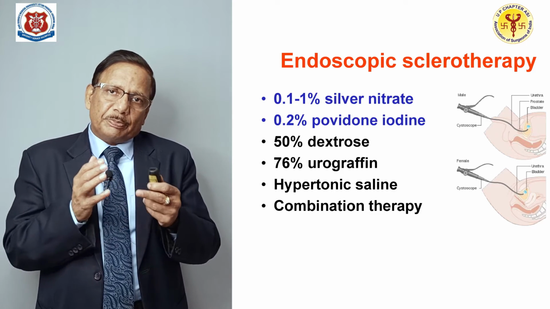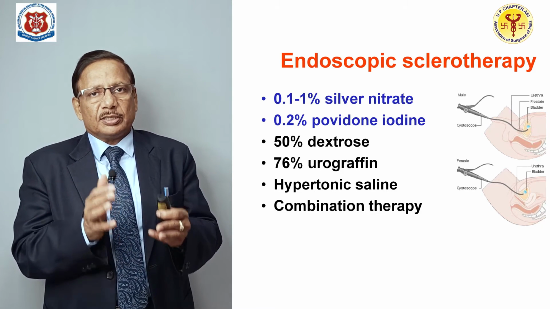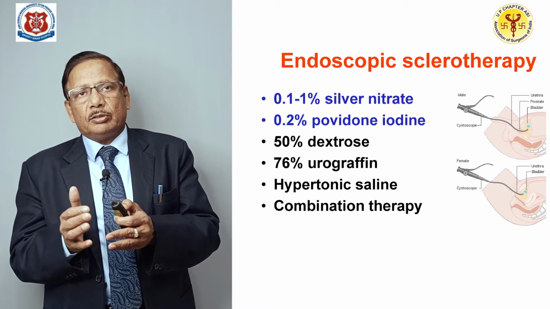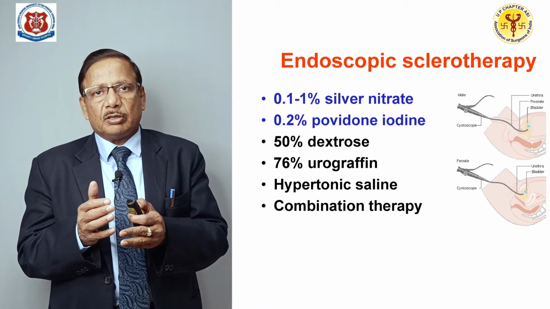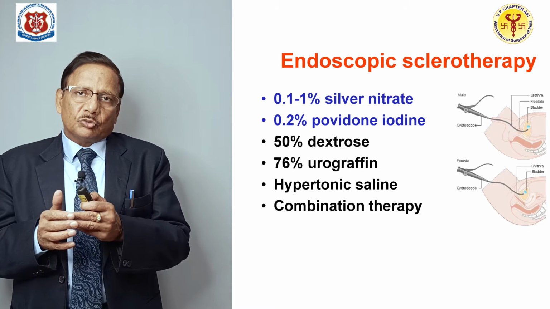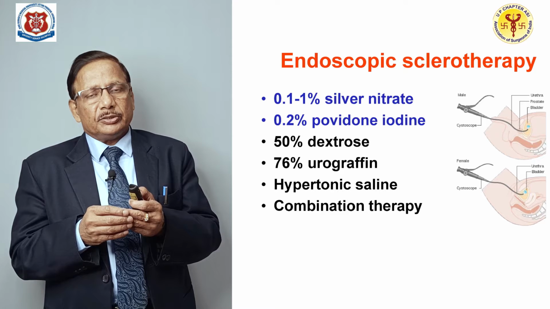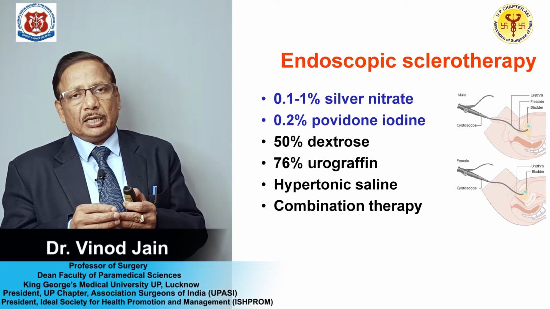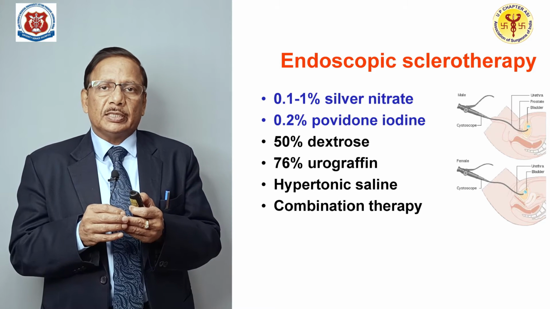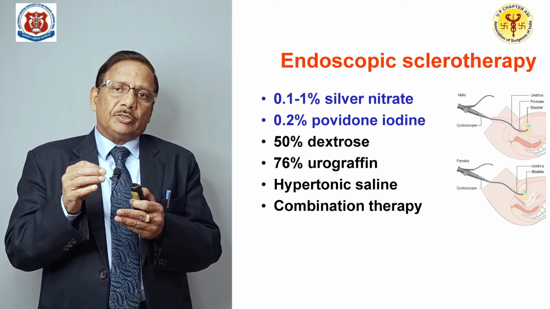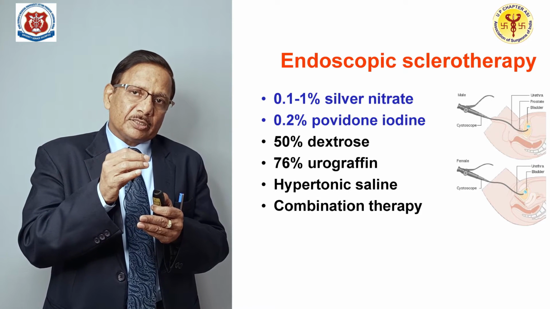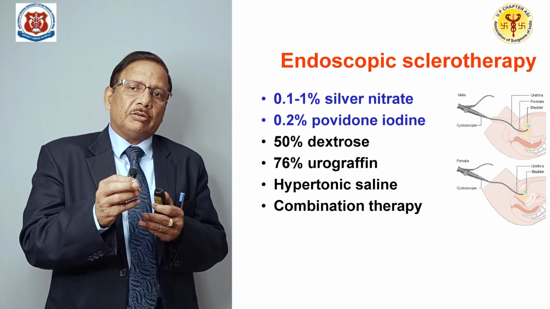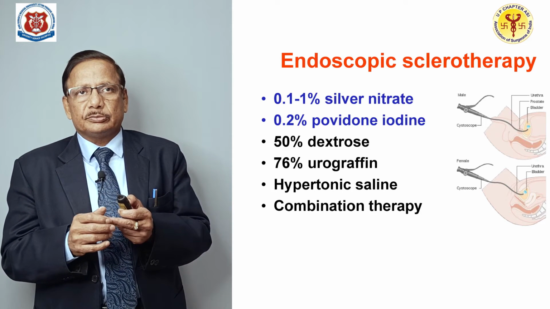Then, if the patient is not managed on conservative treatment, he or she is put on endoscopic sclerotherapy, what we call EST. So many chemicals, so many drugs are being used. Out of them, silver nitrate and povidone iodine are the most commonly used chemicals. Silver nitrate we use in concentrations ranging from 0.1% to 1%, and povidone iodine 0.2%.